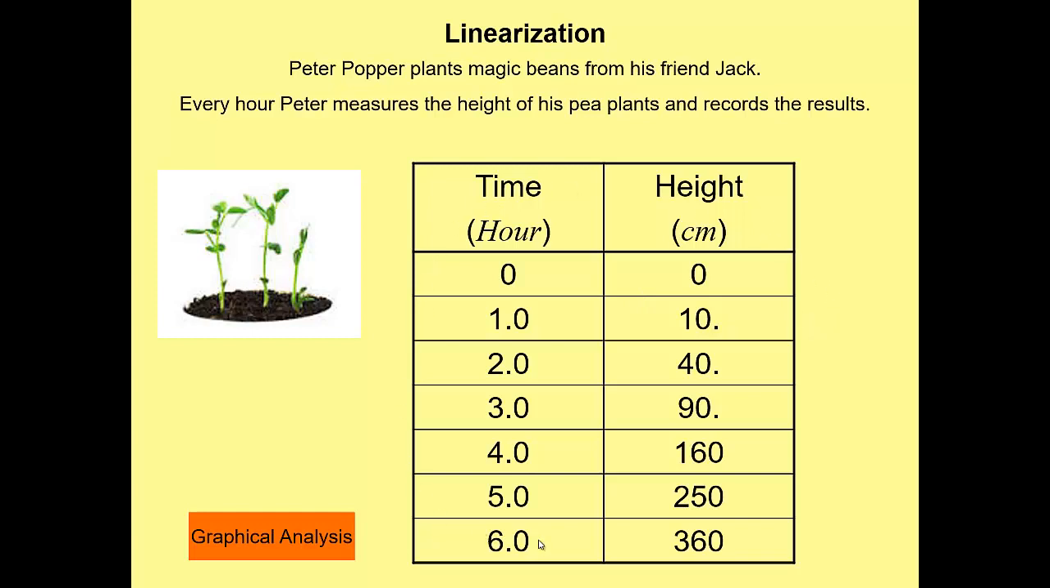And here's some data. He looks at the time every hour, and here's what the pea plants do in terms of their height. So you can see them growing very quickly. They are magic. So it's hard to see exactly what's happening, even in these perfectly magical beans here in our data table. So let's do a little graph of it using, of course, graphical analysis.